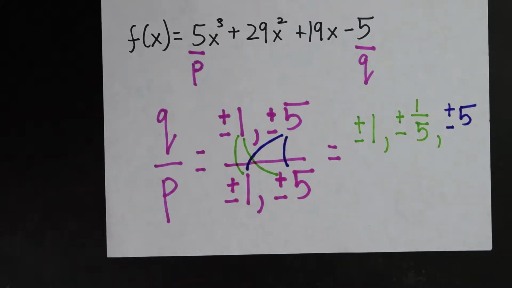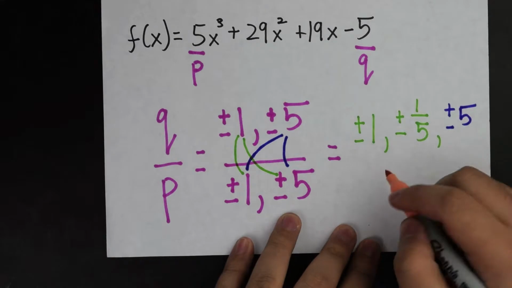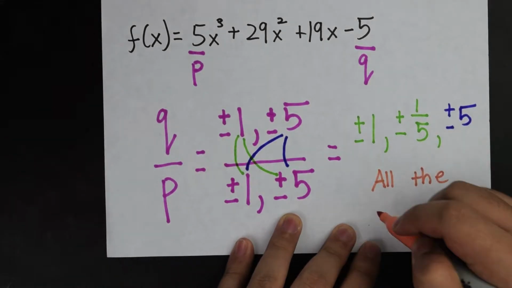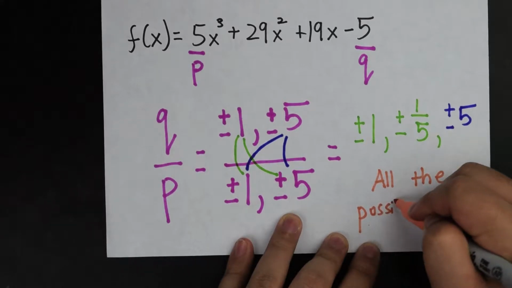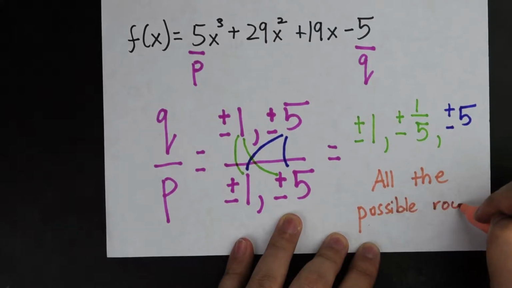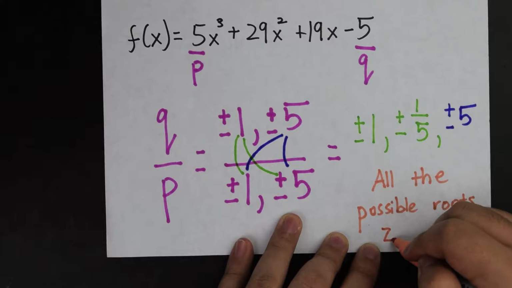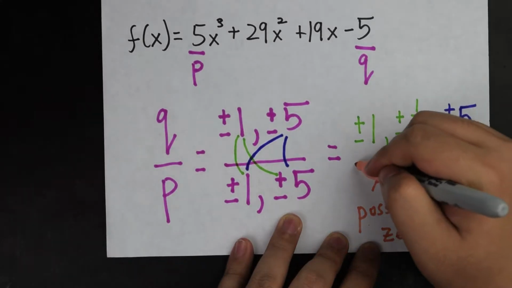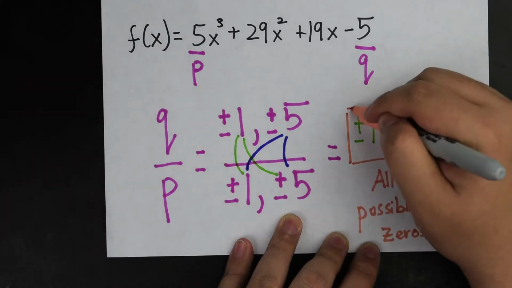And so this solution that I have in front of you, and I'm going to go ahead and get another color out, this solution right here is going to represent all the possible roots. And I'm going to write that out: possible roots, or you could call it zeros, roots, zeros, etc. Okay? And so this solution right here is going to represent that.